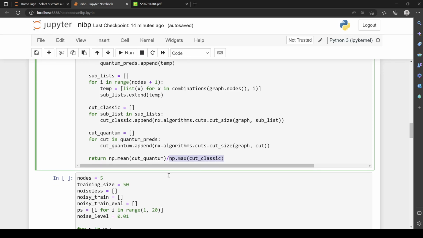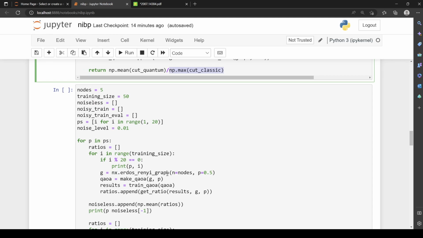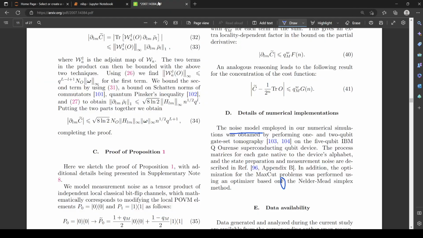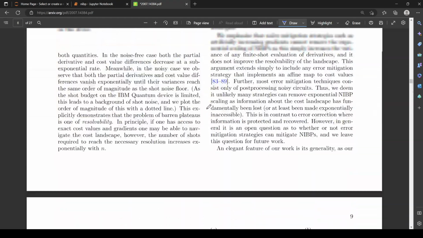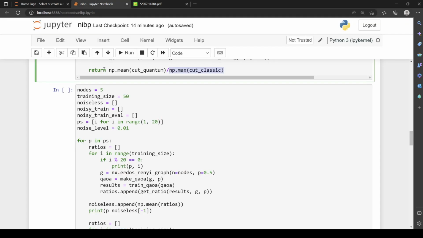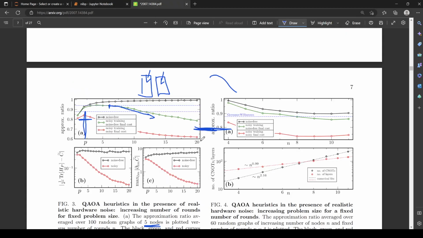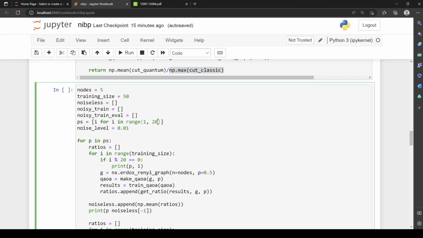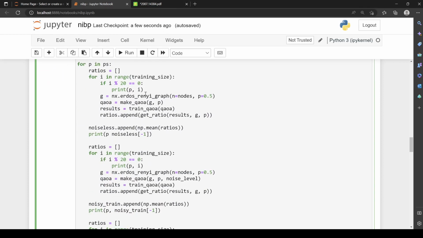So moving on, we have our training routines here to recreate two figures. If I scroll up, we're going to be looking for these two right here. We have this one, which is varying depth, and this one, which is varying qubits. So we can vary the depth from 1 to 20, as they do here. Should probably be 21, being honest, because Python does not include the last one. And then we make the graph.